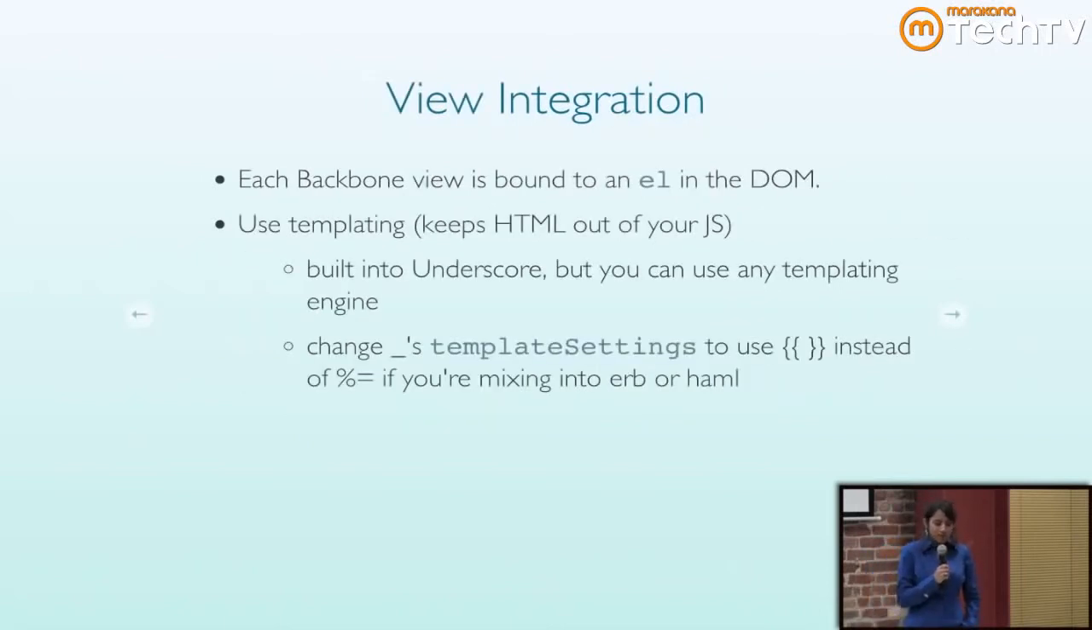Each Backbone view is bound to an element in the DOM, and you should use some sort of templating engine. Backbone comes with Underscore, so that's a handy thing to use. The only gotcha that you might want to deal with is if you're mixing your Rails templates with your Backbone templates in one file, you want to change the variable indicator on that, because Haml also uses the little <%= to denote Ruby code.